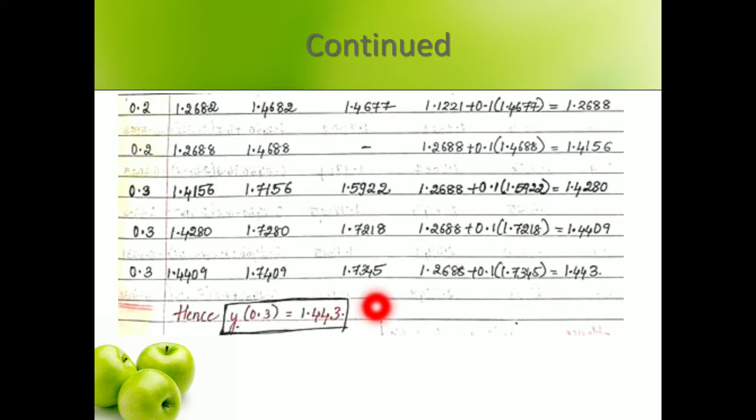In Euler's method, we have taken only x, y, y dash directly, then the new y value. Here the extra step is only the mean slope. The remaining procedure remains the same.